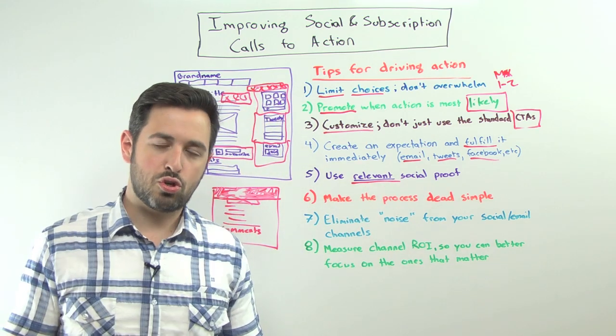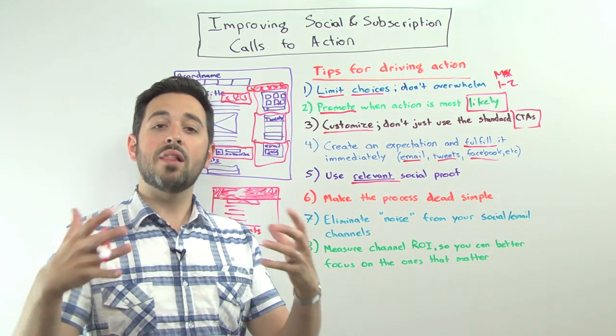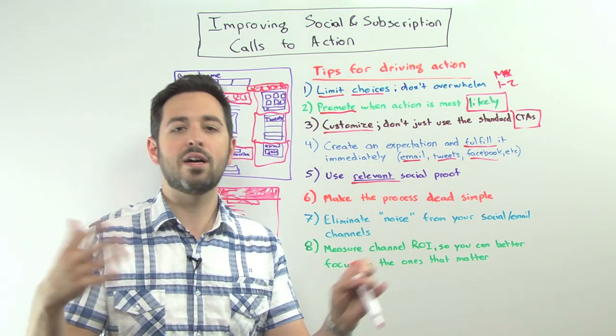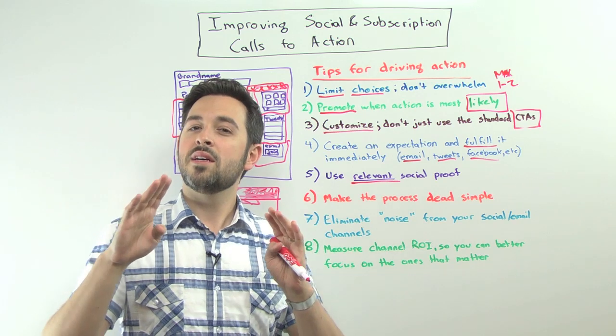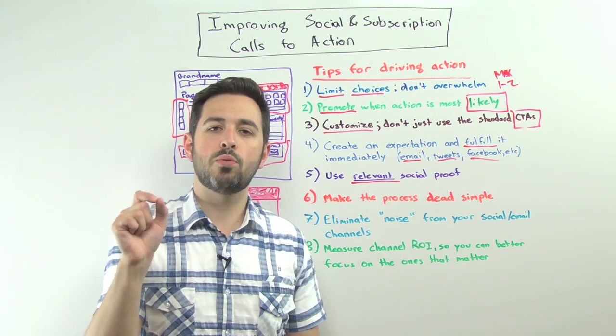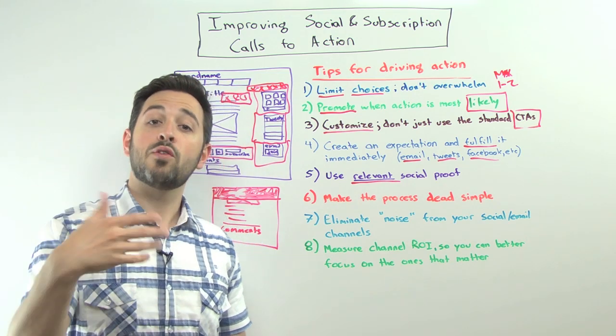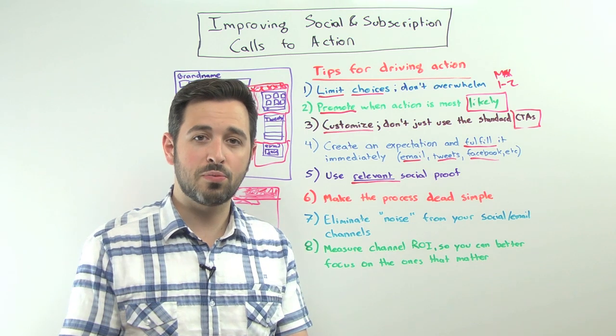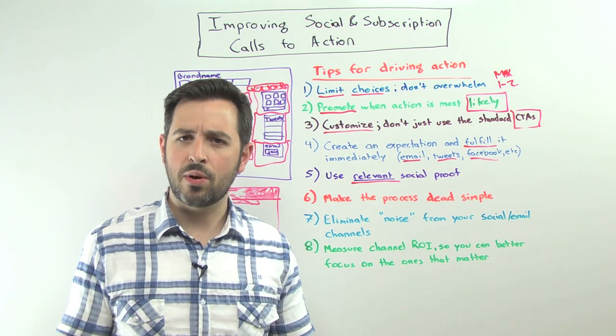Use relevant social proof. Number 5. So a lot of times people will say, oh, great, I'll put the face pile in, or I'll show them who else from their network is following me. Sometimes that's good. Sometimes it's not. So social proof is very case specific. For example, if I am going to be going out and buying a consumer product, maybe I am interested in what my friends are doing.